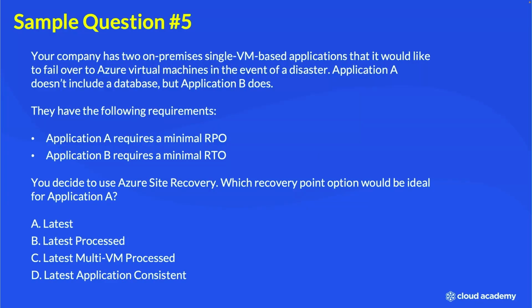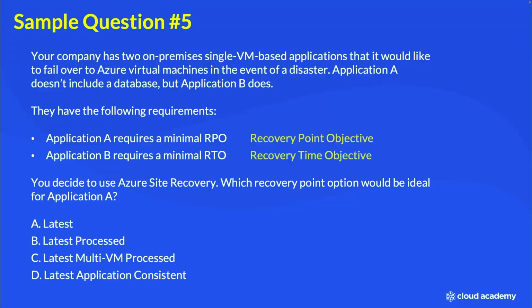Application A requires a minimal RPO. Application B requires a minimum RTO. So let's stop just for a second and talk about what those mean. RPO stands for Recovery Point Objective, which means when you're recovering from backups, at what point should you be recovering the data? Meaning, do you want the very latest data that was written to the backups, or do you want it from some earlier point, like, I don't know, yesterday or something like that?